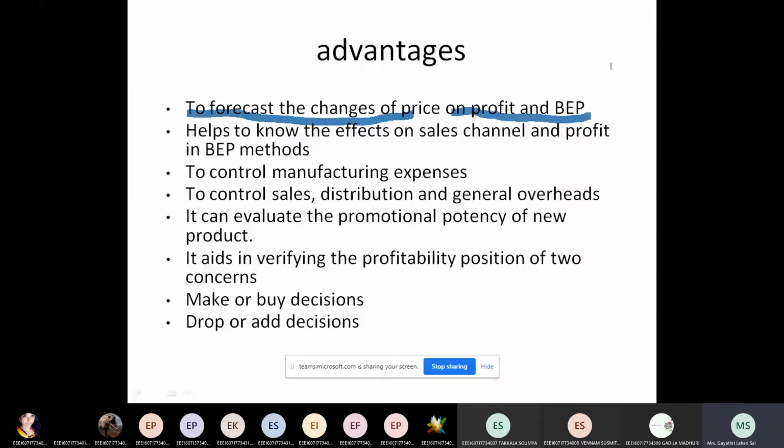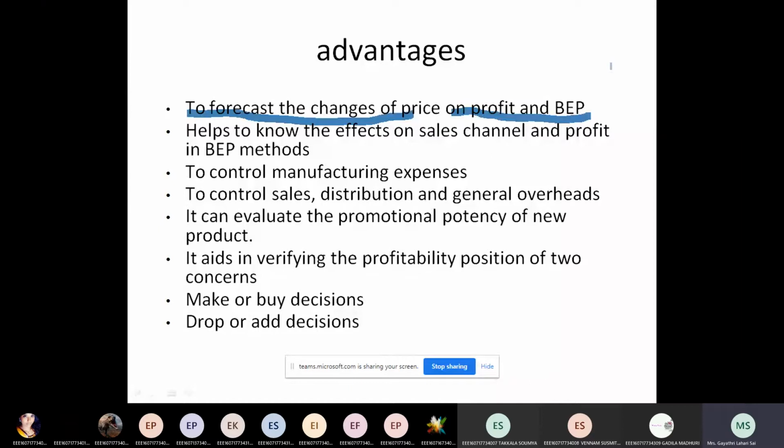Then the next point is that it can evaluate the promotional potency of a new product. If I want to launch a new product, before launching it you will know where you are standing, whether there is a profit or loss, or if I introduce a new product in a market, whether it will give me a profit or loss.